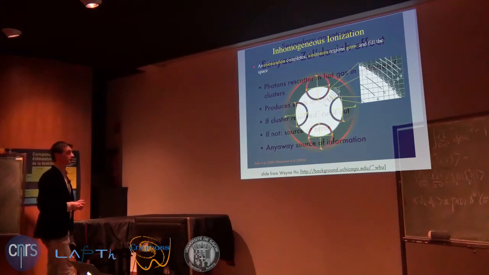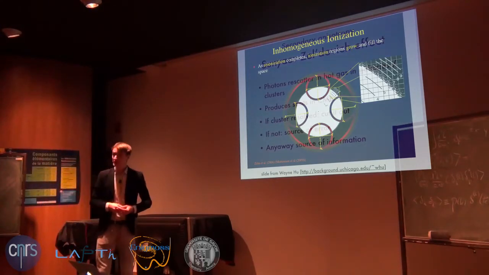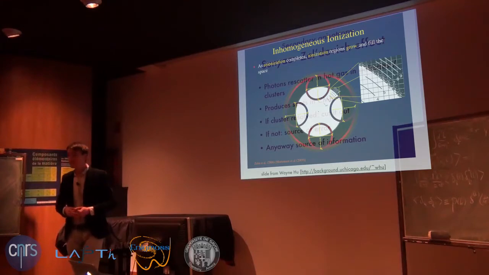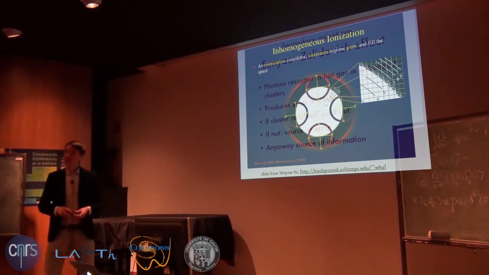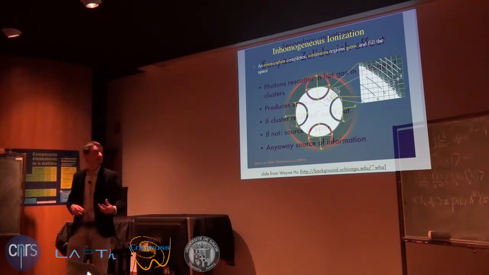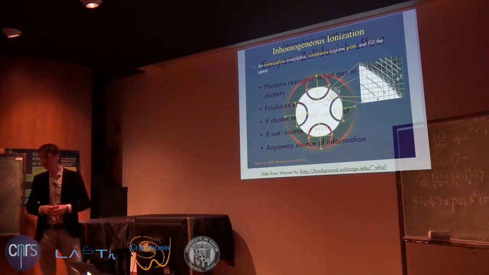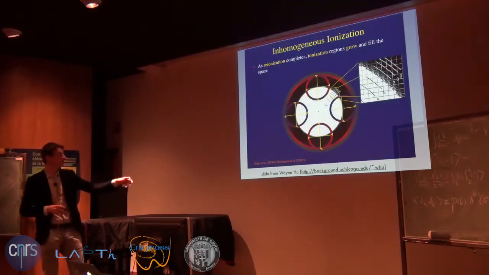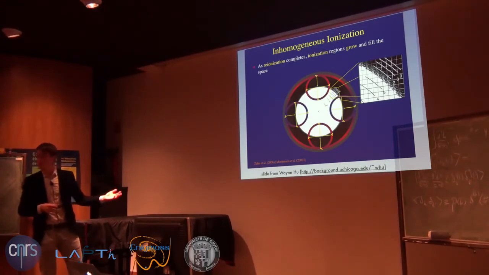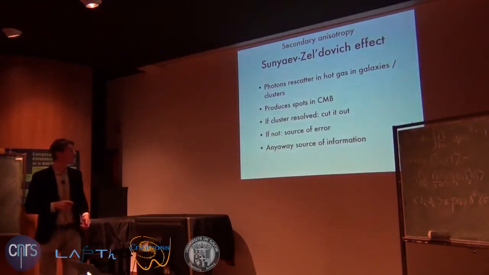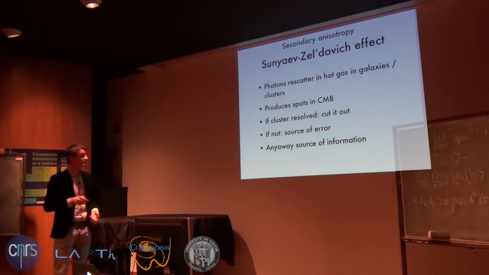Another secondary anisotropy that I need to warn you about is the Sunyaev-Zel'dovich effect, which tells you that photons rescatter off the hot gas in galaxies and clusters of galaxies. These are objects between us and the surface of last scattering. So in this picture, galaxies are living everywhere, they're filled with gas, and the photons can rescatter off those as well. This produces spots in the CMB.